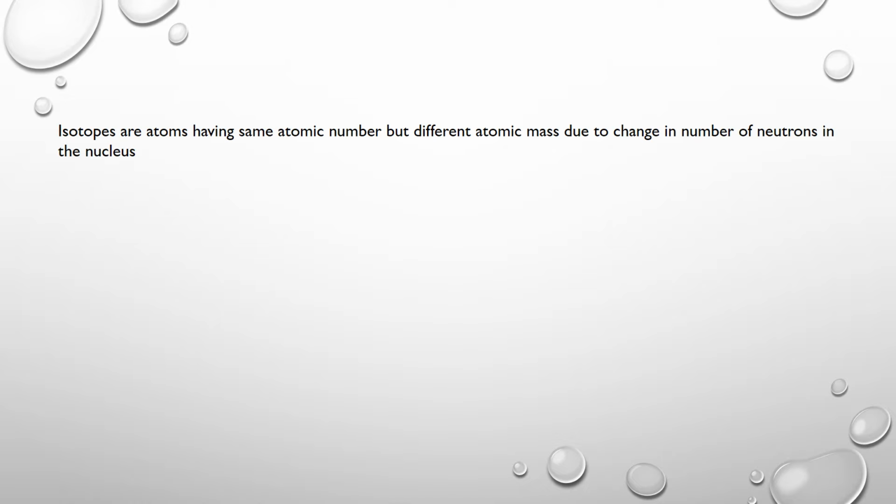So what are isotopes? Isotopes are atoms having the same atomic number but different atomic mass due to a change in the nucleus. How is the change in the nucleus happening? It happens because of different numbers of neutrons. The element will have the same atomic number, but the same element will have a different atomic mass or atomic weight due to the difference in the number of neutrons in the nucleus.